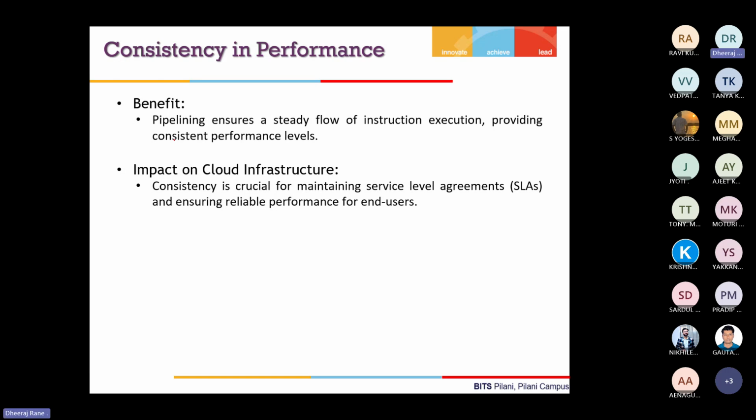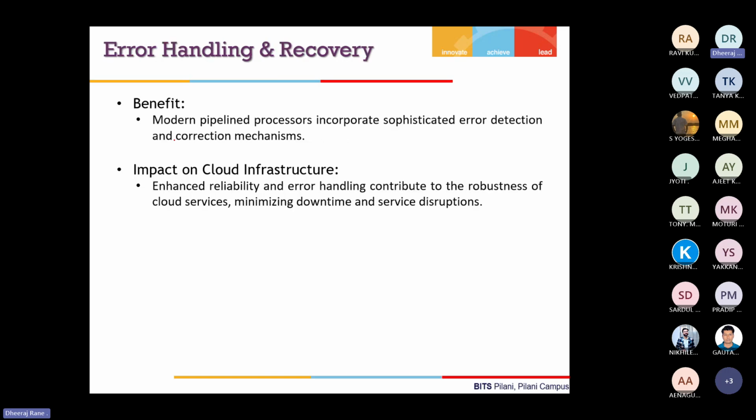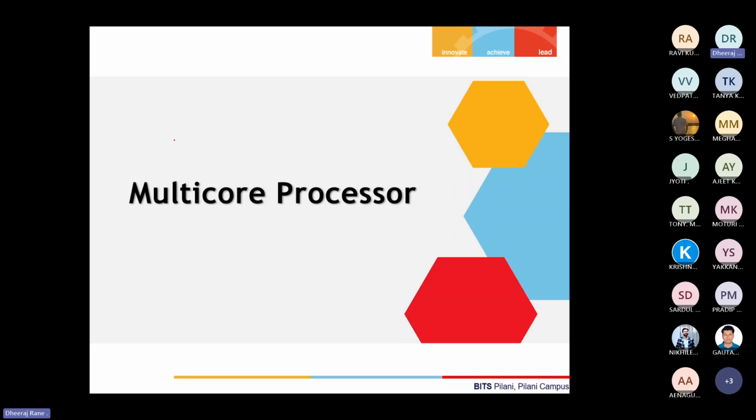It may not be there in case there is a series of branch instructions, but mostly you will witness it. Error handling and recovery, right? What happened is that many modern pipeline processors, along with the basic functionality, incorporate error detection and correction mechanisms as well, right? So errors are handled and recovered through the pipeline processor.